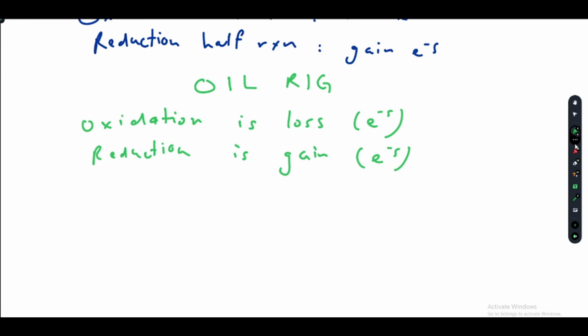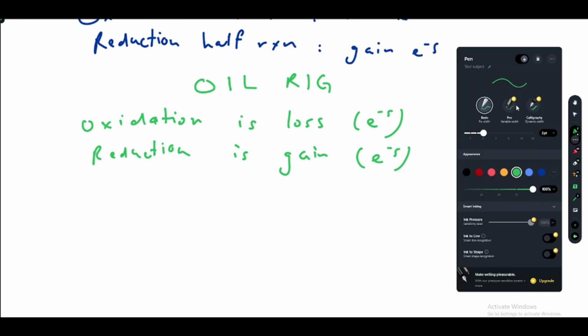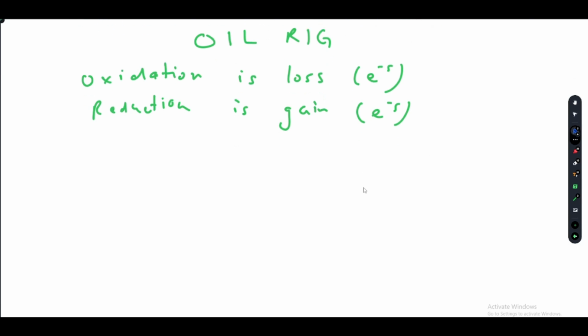For example, let's say these are two half reactions that we're going to look at. One's going to be an oxidation half reaction and the other a reduction. So if I had to do an example of an oxidation half reaction, it would be something like this, a very popular one. Zn gives me Zn2+ plus 2 electrons. So as you notice, the charge went from being 0 to being 2+, indicating a loss of electrons, oxidation.